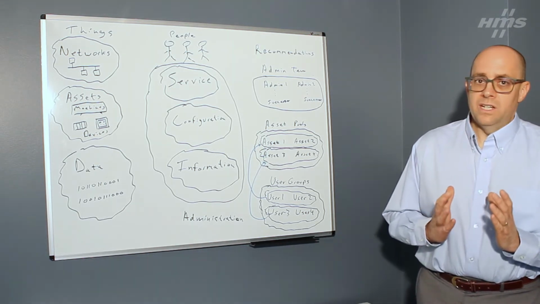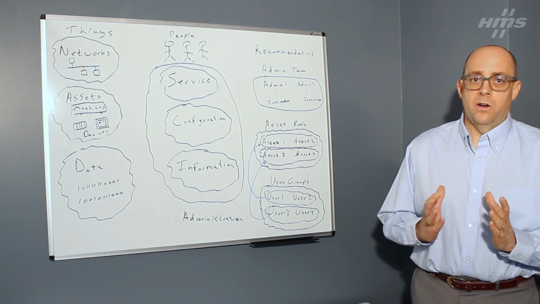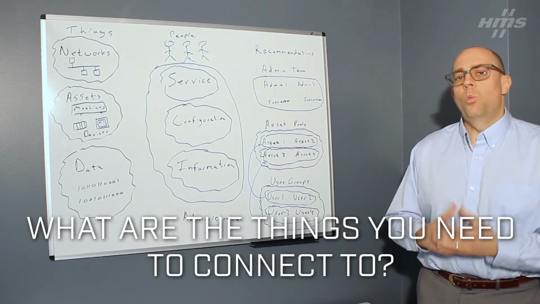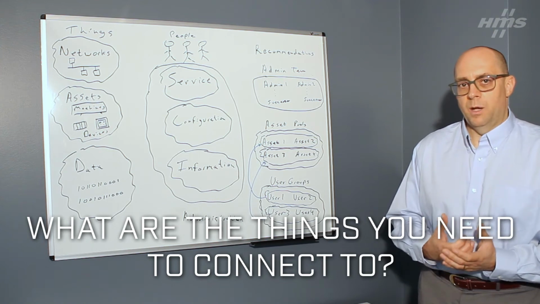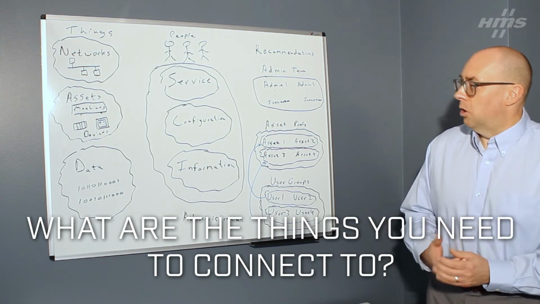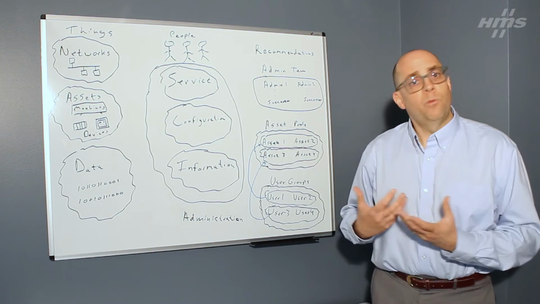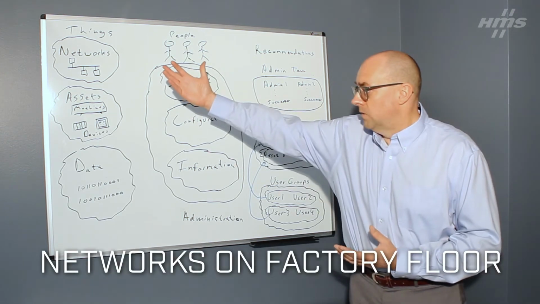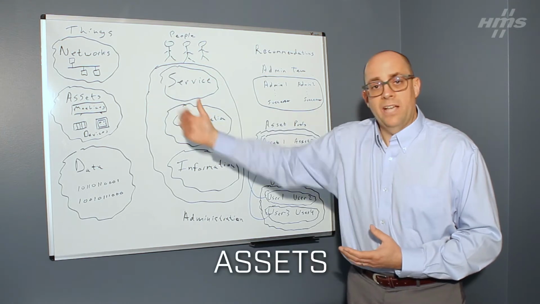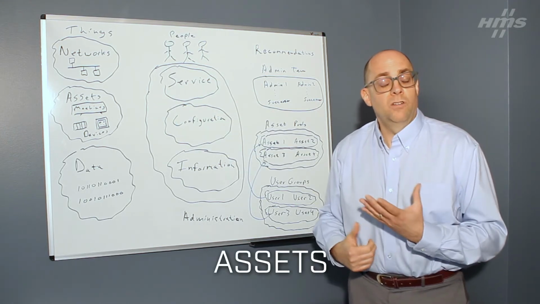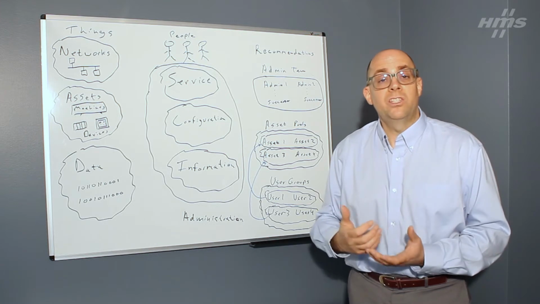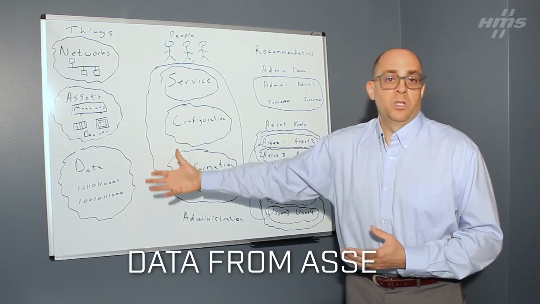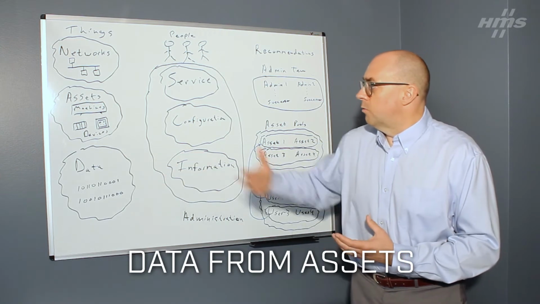So the first thing to think about when considering how to best manage user permissions is to understand what the things are that those people need to connect to. Those things, and we're going to talk about this from a factory perspective, could typically consist of networks down on the factory floor. They could be assets, and those assets could be a combination of machines. They could be devices on those machines as well. Or it could be the data from those specific assets. And those all can reside in different areas.